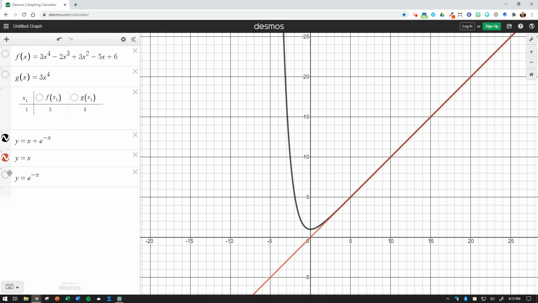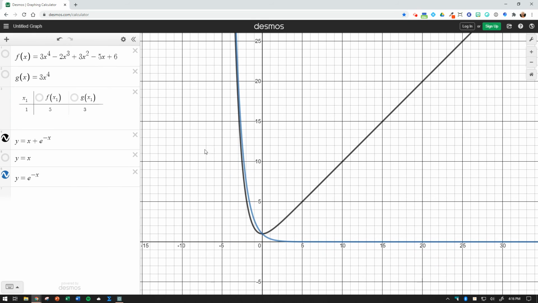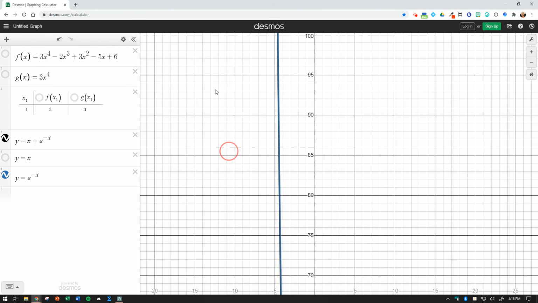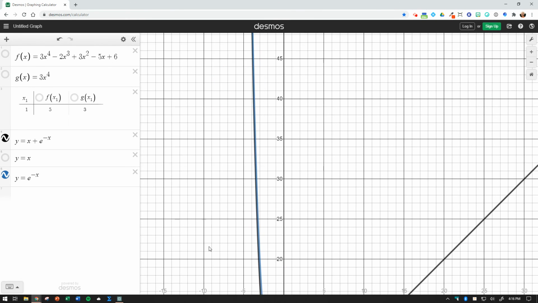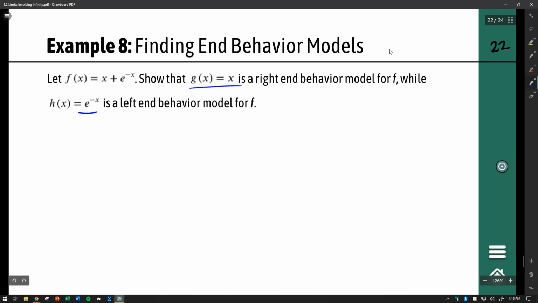Okay, what about e to the negative x? So very, very different to the right. So as x went to infinity, very different functions. But as x goes towards negative infinity, as we move left, look at that, essentially the same behavior. So we showed it by graph. Let's take a look then at how we would show this by algebra or analytically.